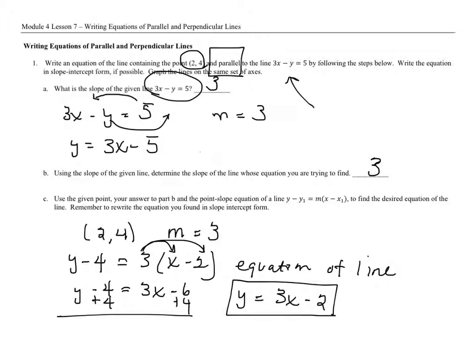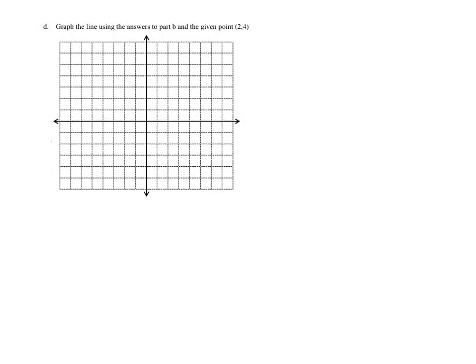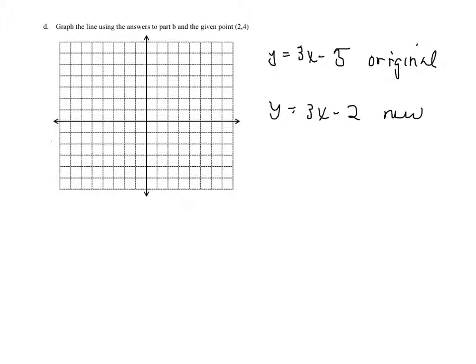So now let's actually graph both of the lines and show that they're indeed parallel. That'll be on the next slide. So the lines are y is equal to 3x take away 5. That's my original. And the other one is y is equal to 3x take away 2. That's my new. So now let's graph them. I love this because they're both in slope-intercept form, so we can graph them really, really easily.